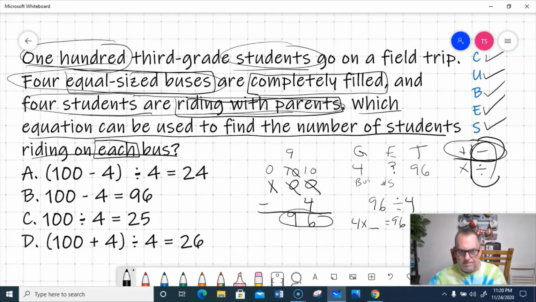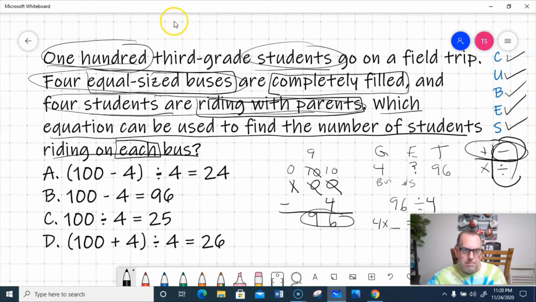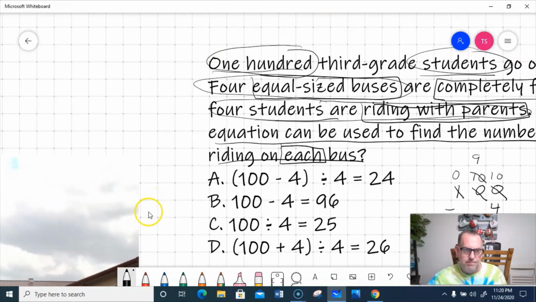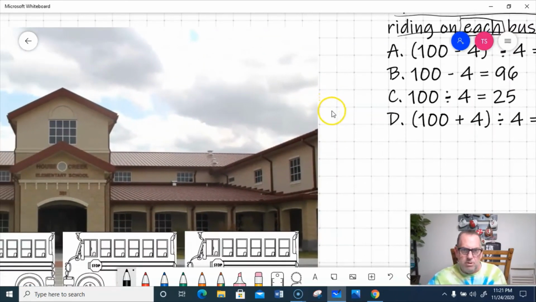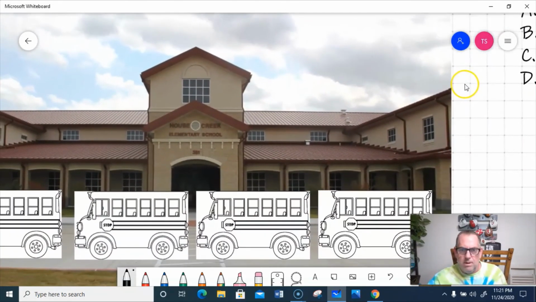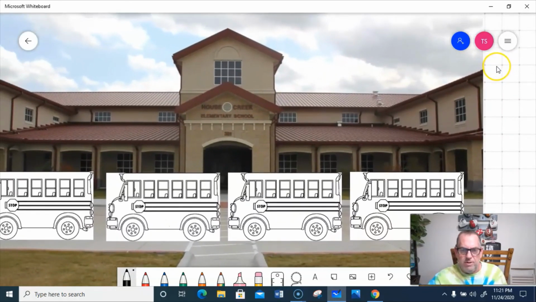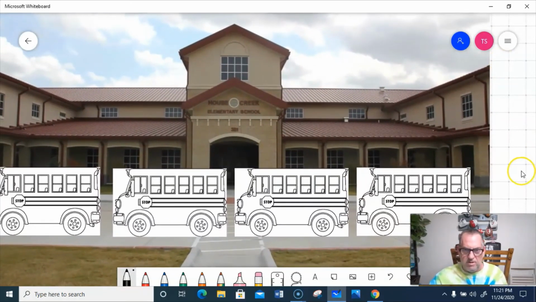And what I did is I made a little model over here, a picture of my school, and I got a picture of the buses in front of it. So these are the buses getting ready to go on the field trip. And we're going to take those 96 students, because we have 4 students that are riding with parents, so we're not going to count those. Since I'm trying to find out how many are in each group, I'll just go ahead and start putting the students on the buses.